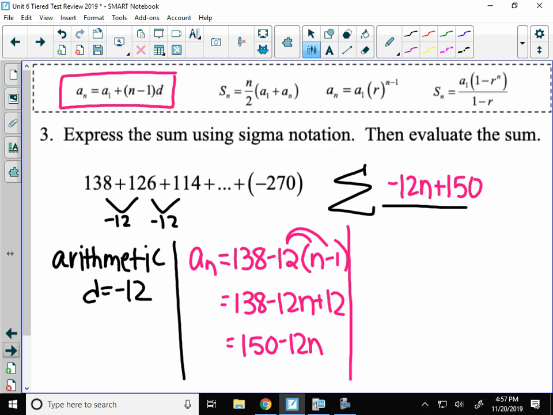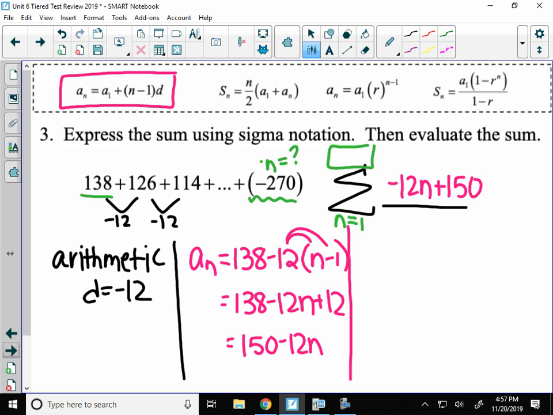Now the next thing I have is the indexes. I can assume that 138 is the first term, so I'm adding up from the first term to something up here. I need to find that index. That last term in the sequence is negative 270. I need to find what is its n. A sub what, right? That's the n I'm looking for.